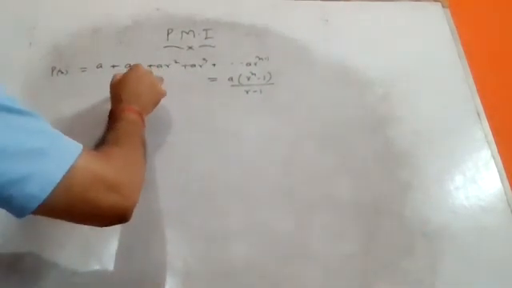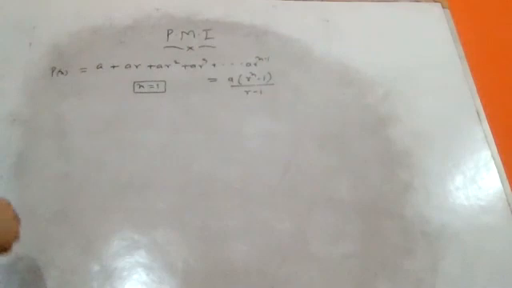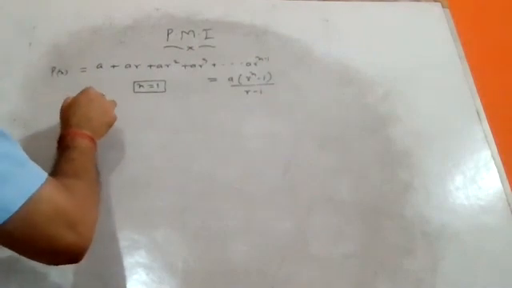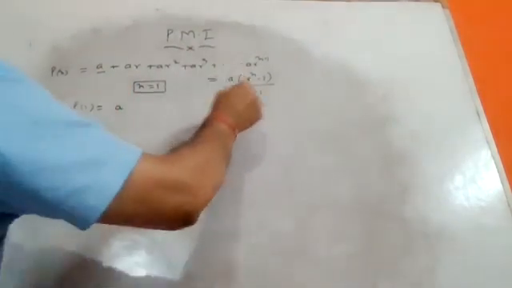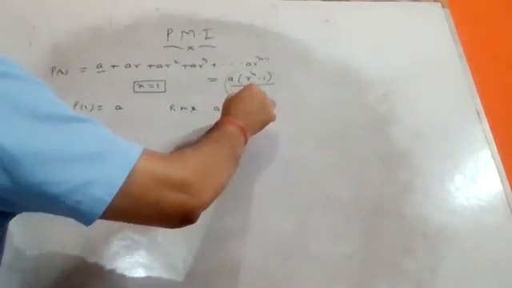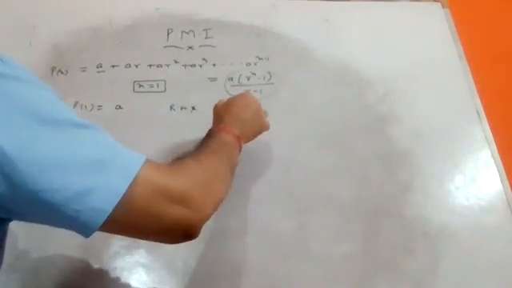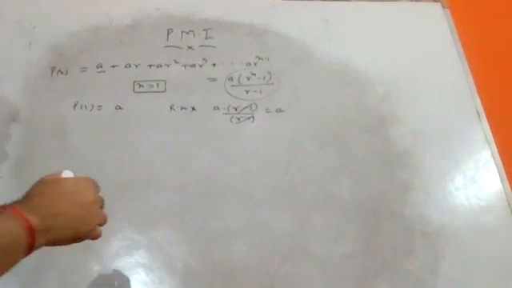First step, you have to assume this one is your Pn. It's true for n equal to 1. We put 1 in place of n. The first term is your A, so the LHS is A. Now going to the RHS, right hand side, put the value of n equal to 1 here: A into R to power 1 minus 1 over R minus 1 cancels out and equals A. So LHS equals RHS.